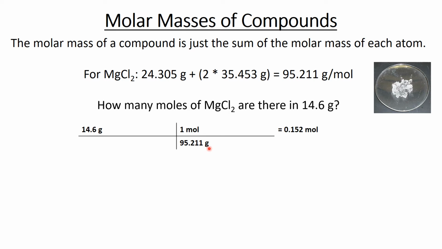Remember, a mole is just a bundle of atoms or a bundle of molecules. If 1 bundle of magnesium chloride weighs 95.211 grams, then if I have 14.6 grams, that's the same as saying I have 0.152 moles.